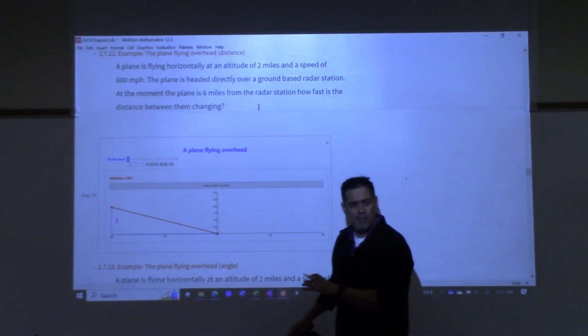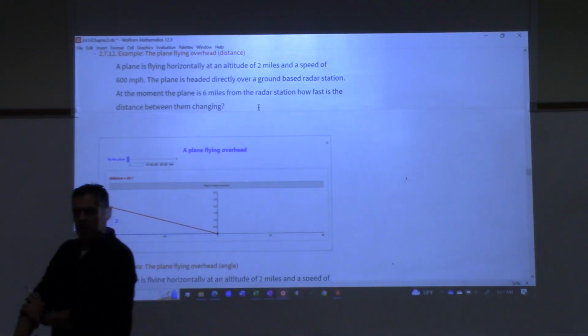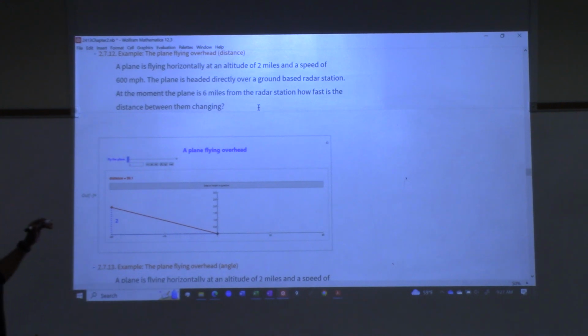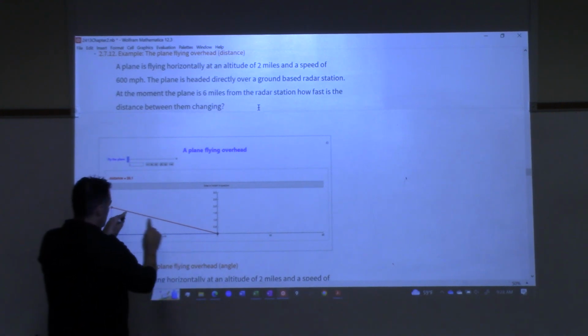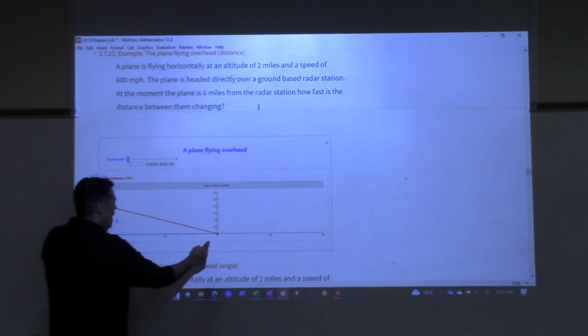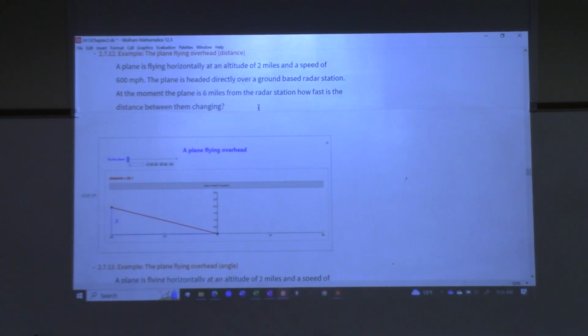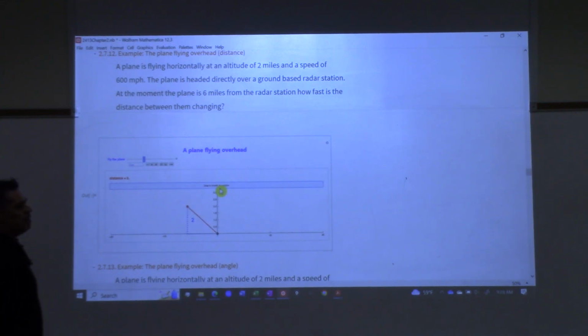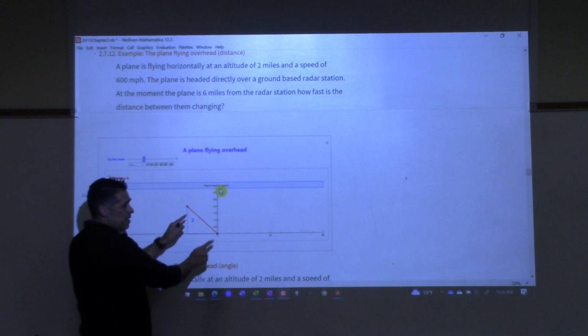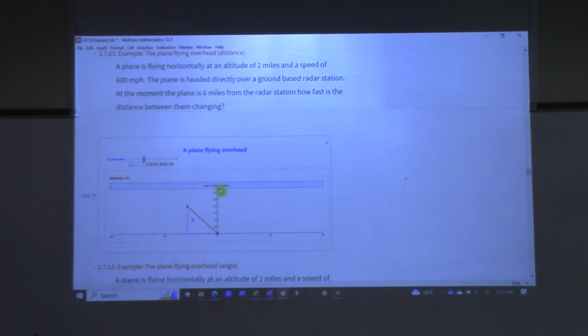how fast is the distance between them changing? Do y'all remember this problem enough for me to continue? Yes? Plane flying overhead, radar station. We're interested in the distance. And at a specific moment in time, right there, we wanted to know how fast this distance was changing. I'm going to give you that same problem with a slightly different question.